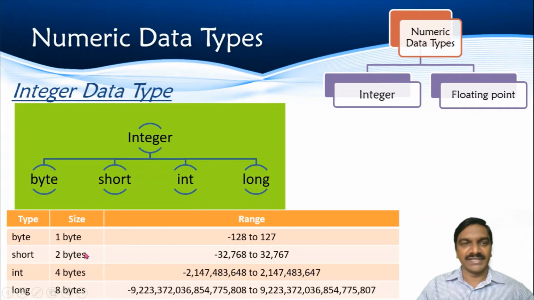Then comes the integer. Integer occupies 4 bytes in Java, not 2 bytes, 4 bytes. This is the range. And finally long. If you want to store a very long number, a big number without any decimal points, you can use the long data type. This is about the integer data type.